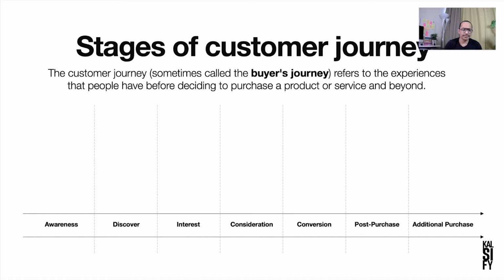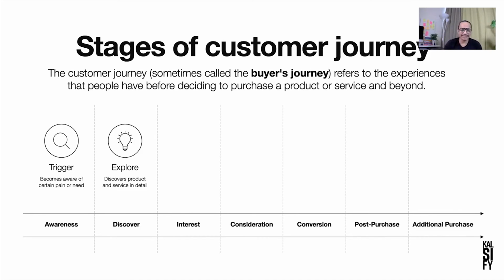Fine. So now let's understand how this works. Awareness is what? Awareness is the trigger. The trigger means what? At this point, the user gets to know that, yes, I have a need. I want to solve a certain problem. And that is the trigger point. That is where he gets aware of that need, in the sense that, yes, I need to solve this problem. Then the second stage is discovery.